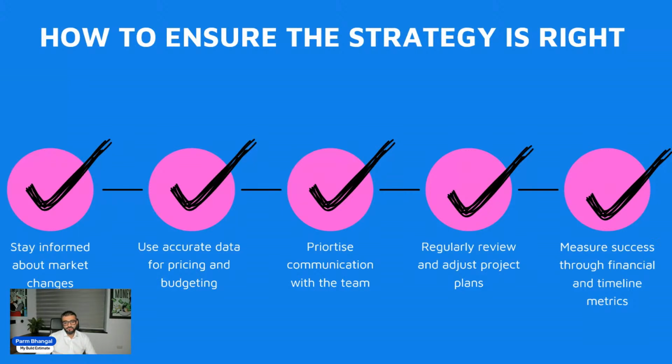Measure success through financial and timeline metrics. So you have to look at the timeline, first of all, like I've mentioned there. If it's slipping, bring it back. Always look at bringing it back. Always look at the finances. Always look at the valuations. Always look at your spend to date. It's the only way to become more efficient and become more profitable.